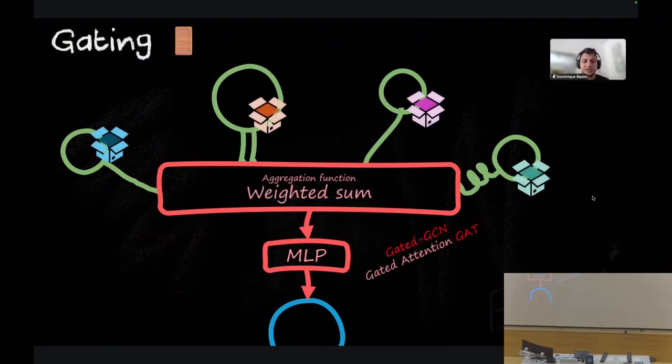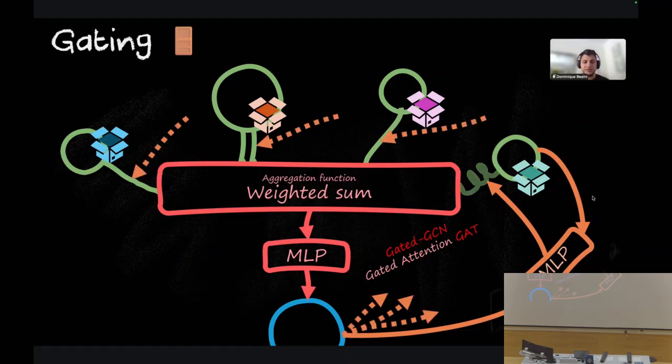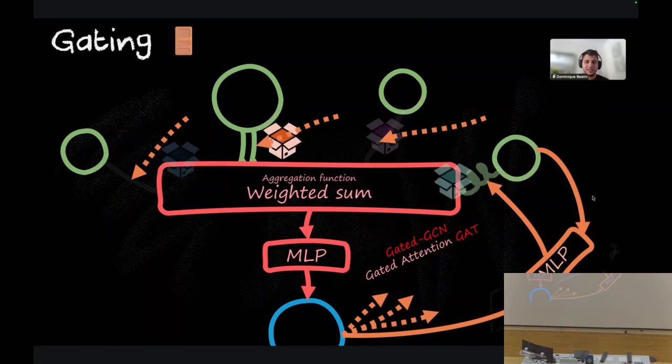Another architecture that has been typically developed is gating, like GAT, the graph attention network, and the gated GCN. So instead of just averaging everything, they learn an associated weight for each of the different edges and then pass the information. So in that specific case, some of the edges have been set to 0. Some of the edges are still weighted strongly.